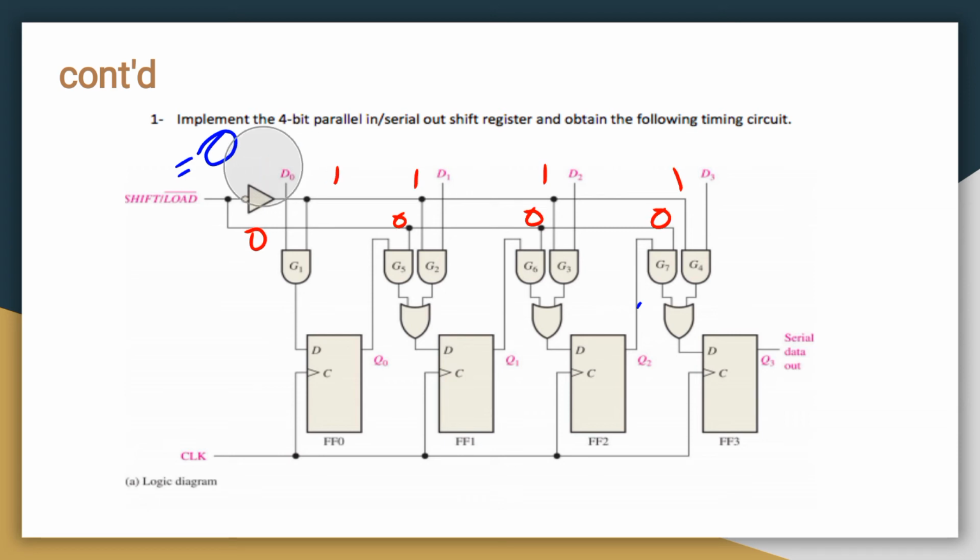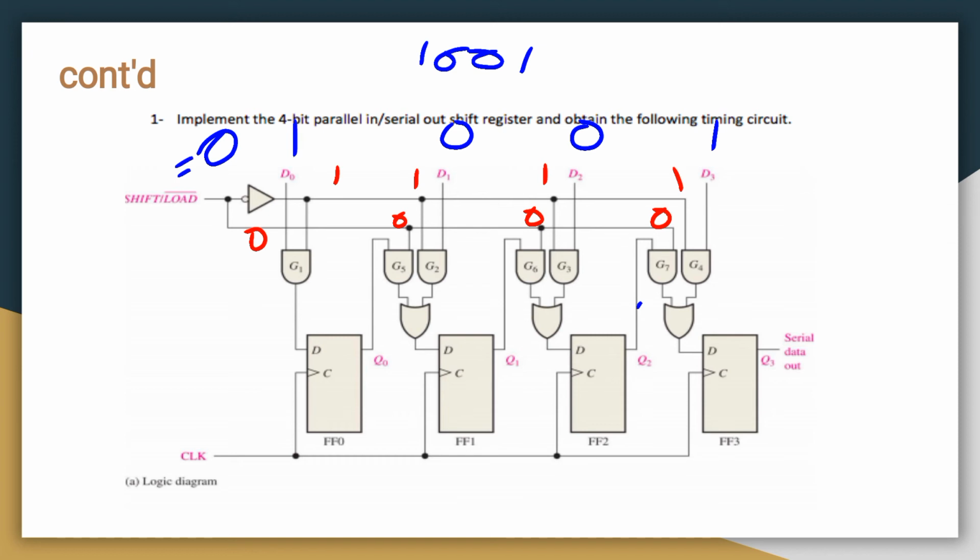So next is the input, that is D0, D1, D2, D3. Take an example. Input is this one, that is 1, 0, 0, 1. So this is the input. D0 is 1, D1 is 0, D2 is 0 and D3 is 1. So let's see how the operation is going to be done now.